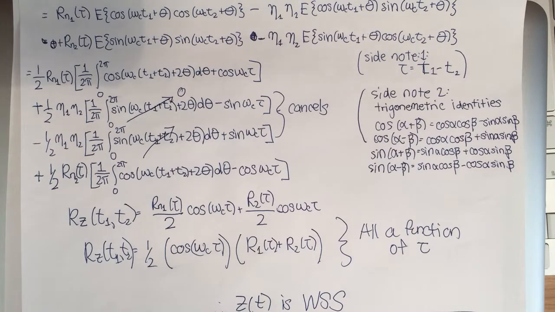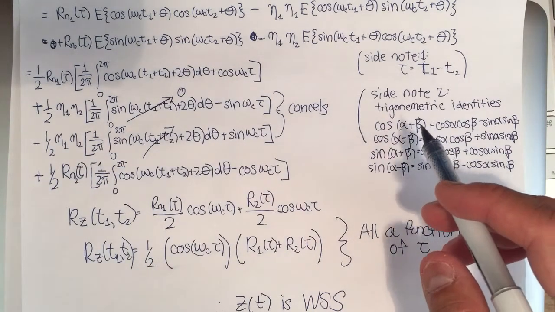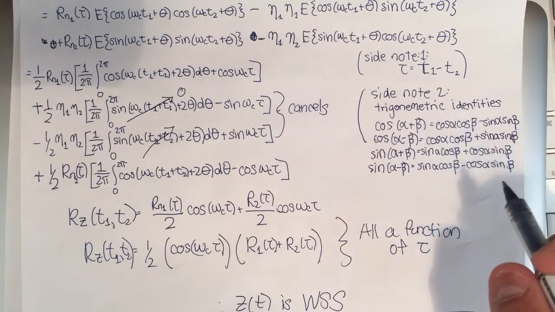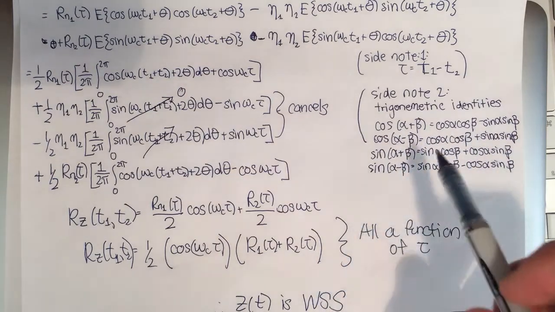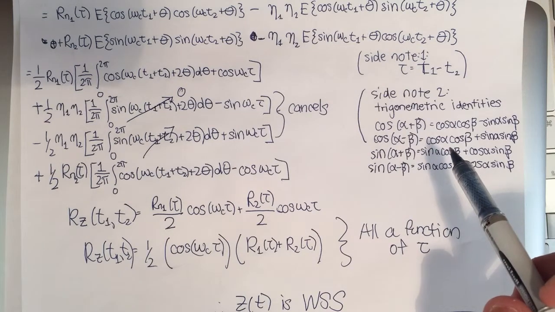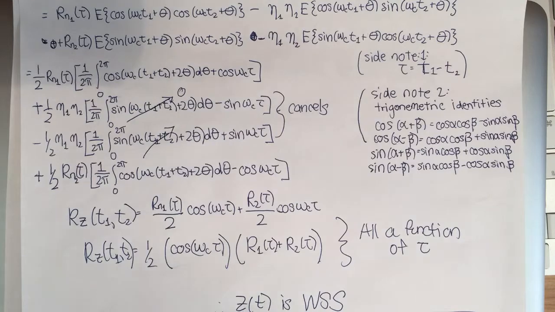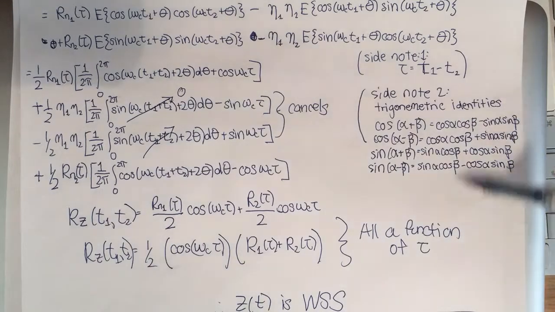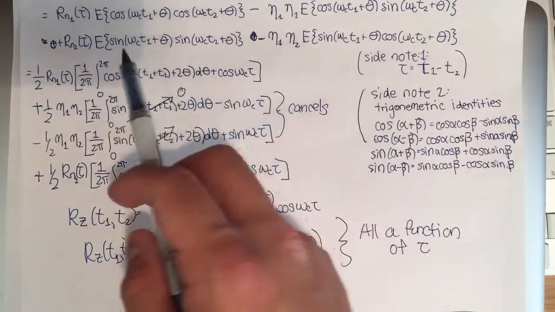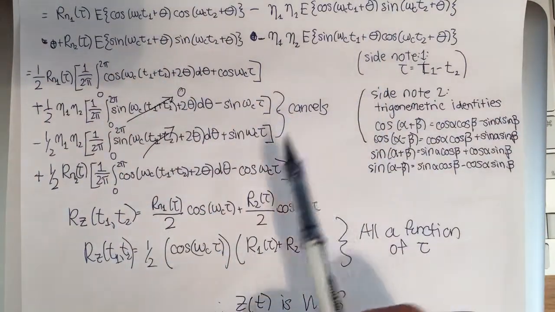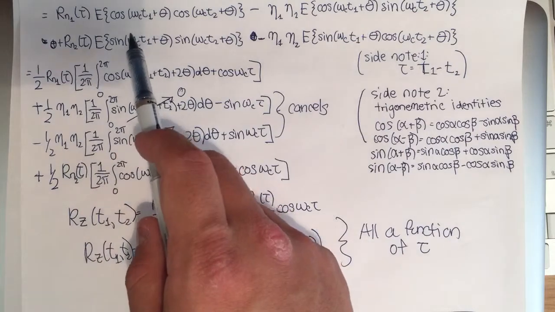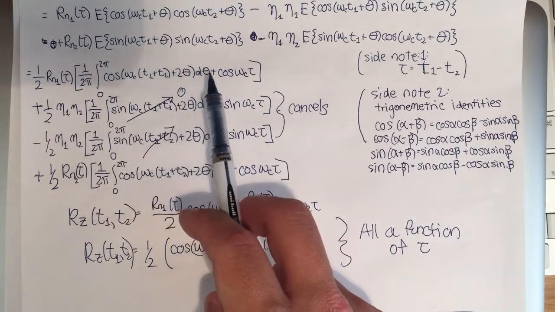There's another side note. In order to simplify this further, you need to use the trigonometric identities. Cosine of alpha plus beta equals cosine alpha cosine beta minus sine alpha sine beta. Cosine alpha minus beta equals cosine alpha cosine beta plus sine alpha sine beta, etc. Pause the video if you want to take a look at the trigonometric identities. And so I used this to simplify what was in here. Here you have your alpha and your beta, but squared.